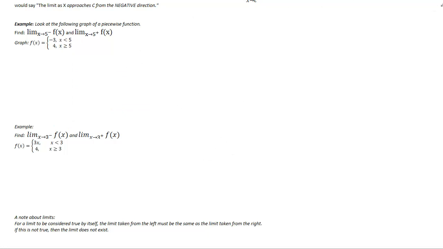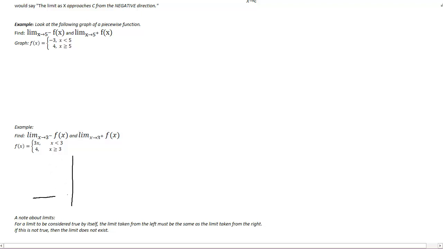Alright, continuing on, we have another couple examples that I would like to get through. For this example, it's just like the last one. We have another piecewise function, except this time we're using slightly different values. I'll go through this a little bit faster. It's essentially the same as the last one. Let me just draw my graph real quick.